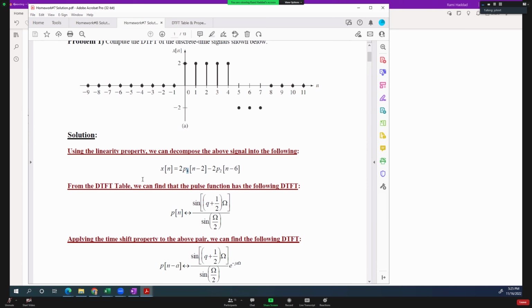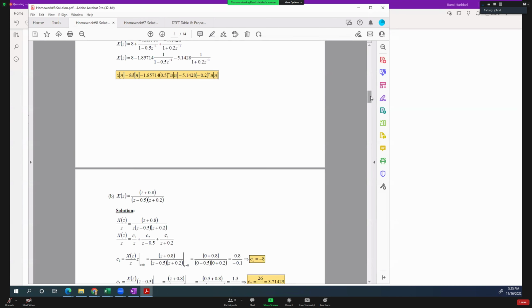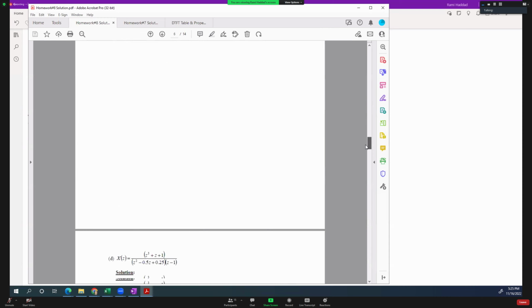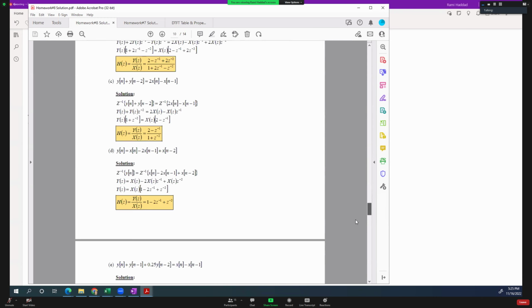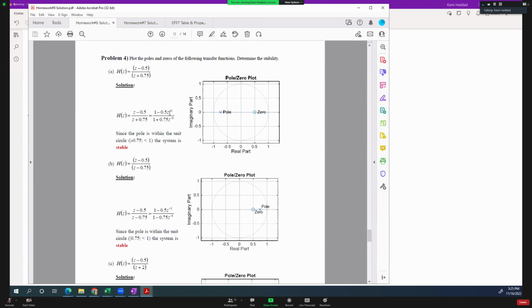For homework 8, can you just go over part A? How do you plot the poles and zeros for that transform? Which part? 4A. How did I plot these?